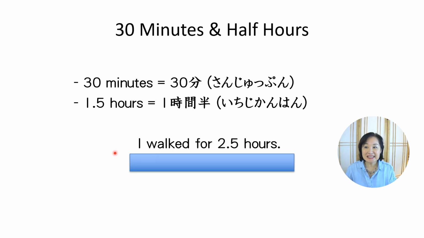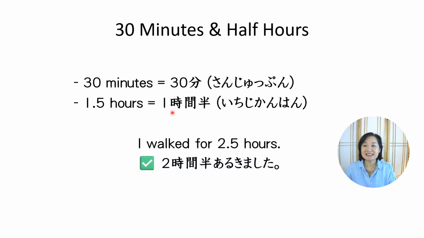How do you say I walked for 2.5 hours in Japanese? 2時間半歩きました。2時間, 2 hours and a half. 2時間半歩きました。いいですか?